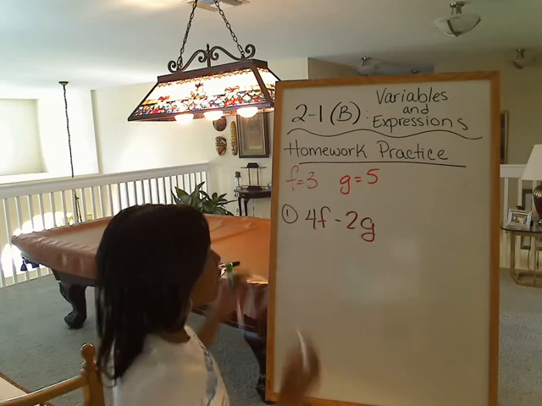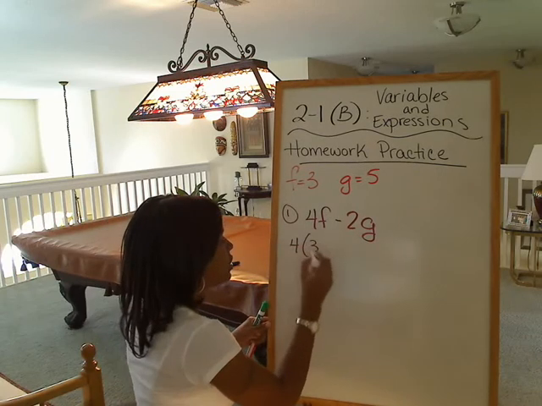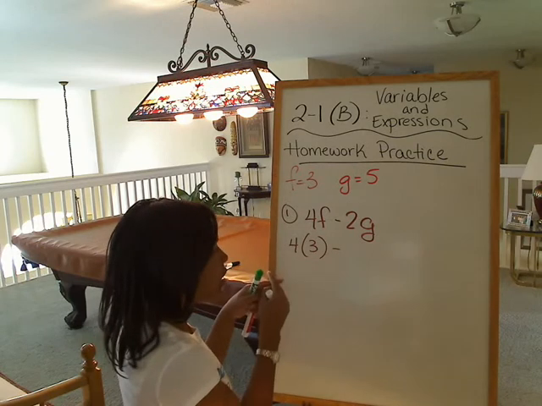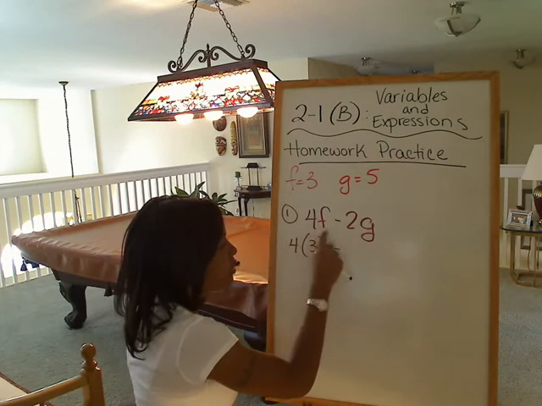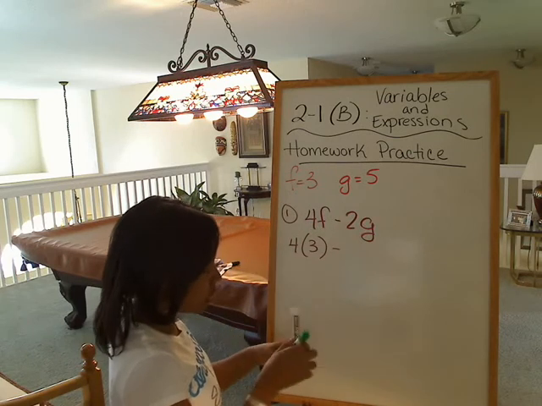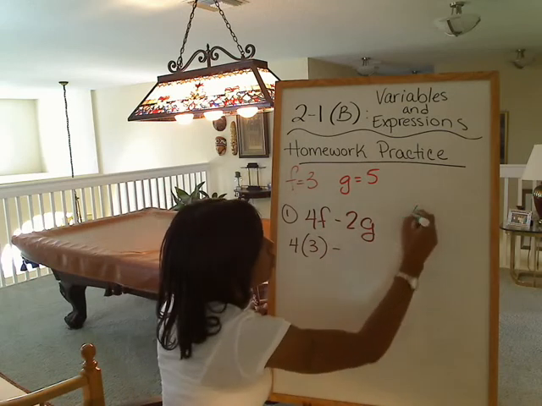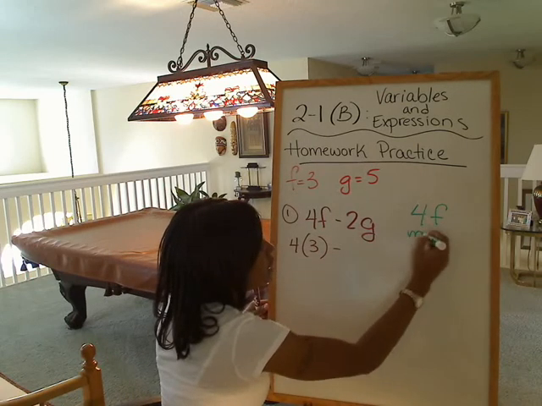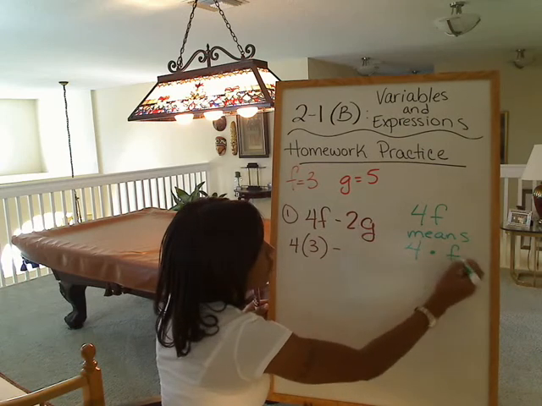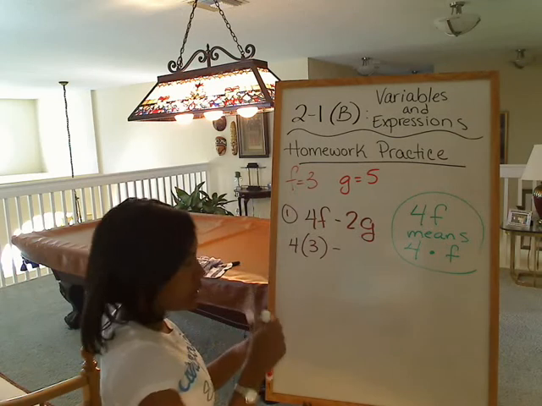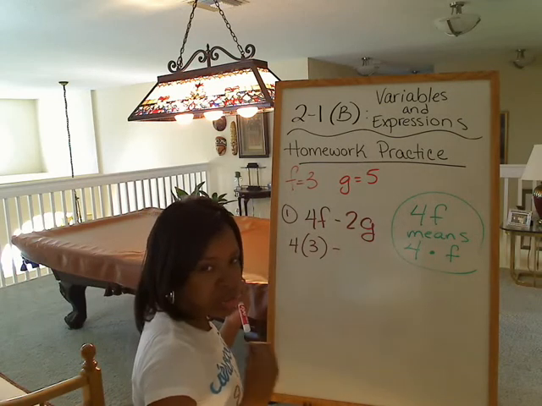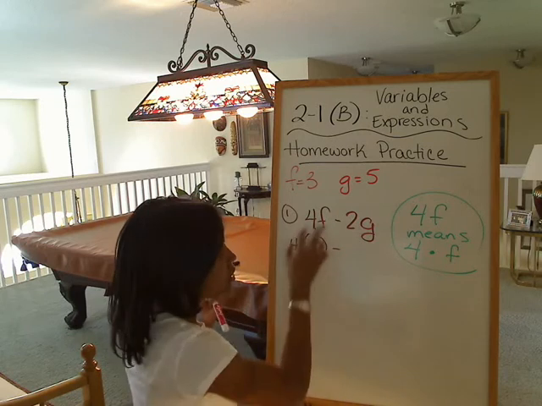Whatever they tell you f equals, you put that where the f is, and you usually put it in parentheses because that means that you're going to multiply. And when you see a coefficient and a variable right next to each other, that means multiply. So 4f means 4 times f. Whenever you have a number and a variable right next to each other with no addition or subtraction in between them, that means you're going to multiply.